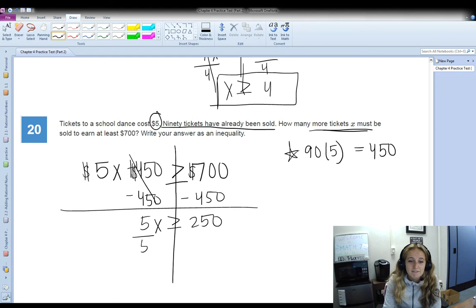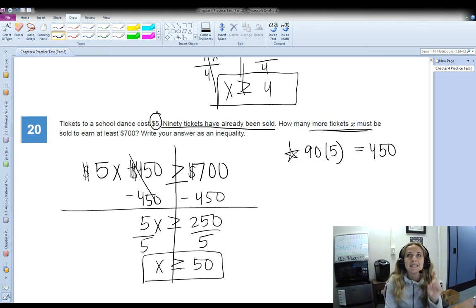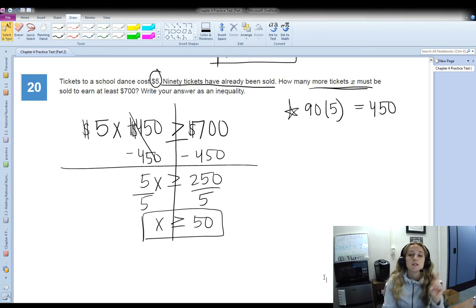Then we're going to divide by 5 to isolate our x, and we're going to be left with x is greater than or equal to 50, which means that they need to sell at least 50 more tickets or more in order to meet the quota for the dance. So that should be the answer to your inequality.